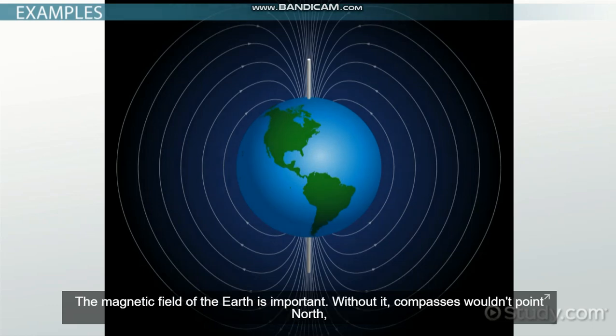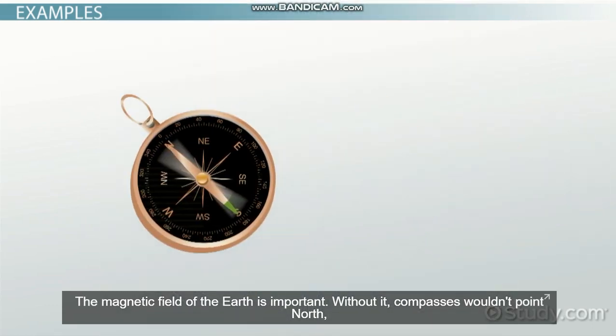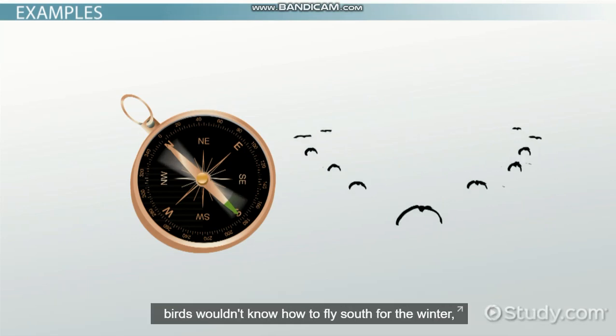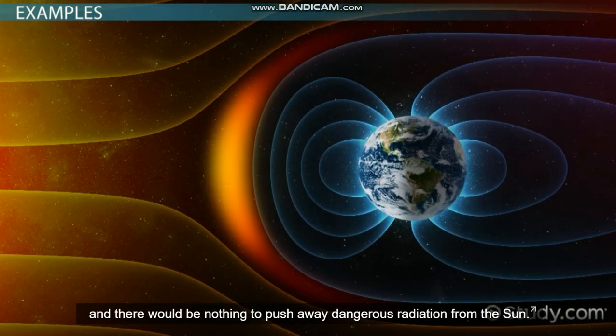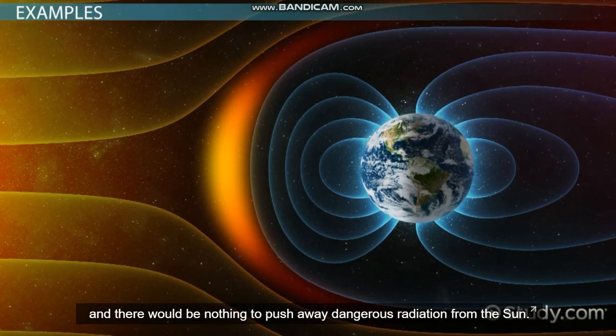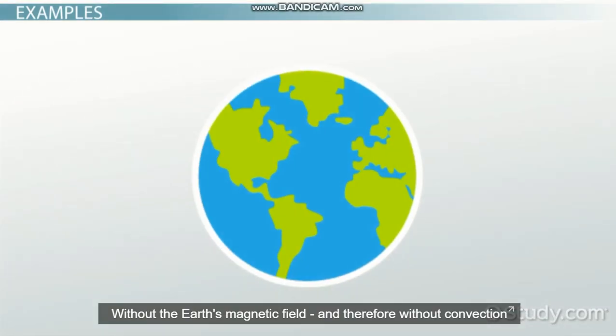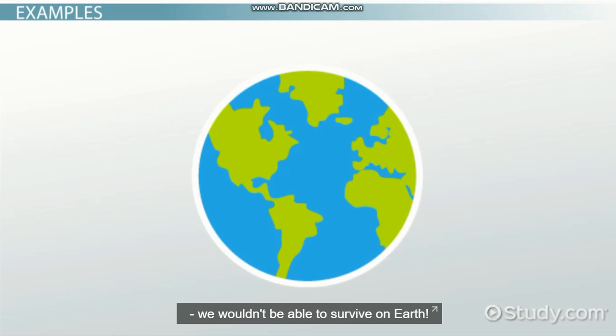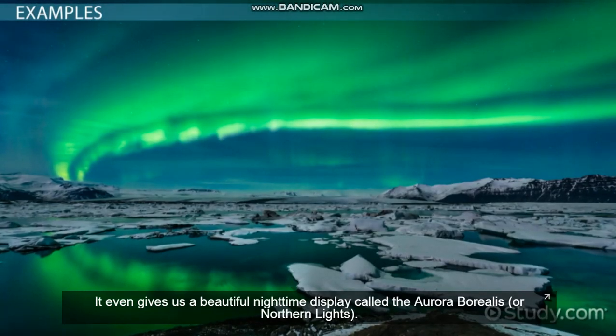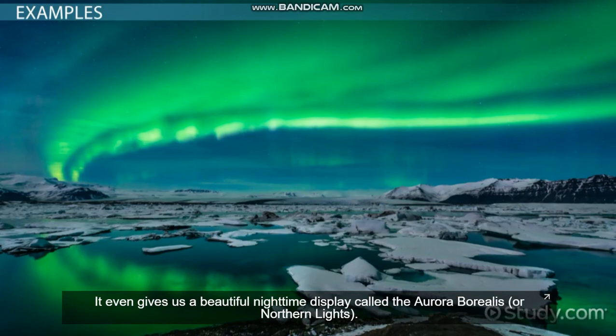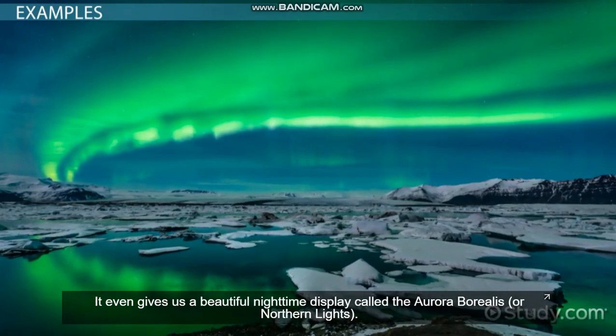The magnetic field of the Earth is important. Without it, compasses wouldn't point north, birds wouldn't know how to fly south for the winter, and there would be nothing to push away dangerous radiation from the sun. Without the Earth's magnetic field, and therefore without convection, we wouldn't be able to survive on Earth. It even gives us a beautiful nighttime display called the Aurora Borealis, or Northern Lights.